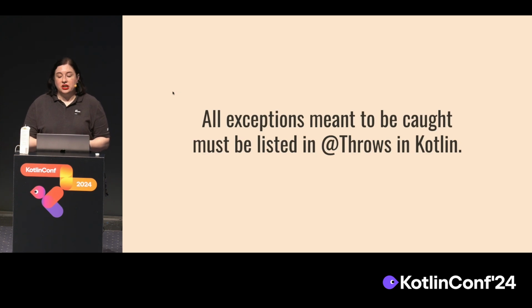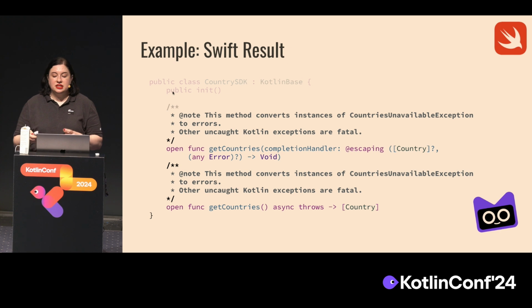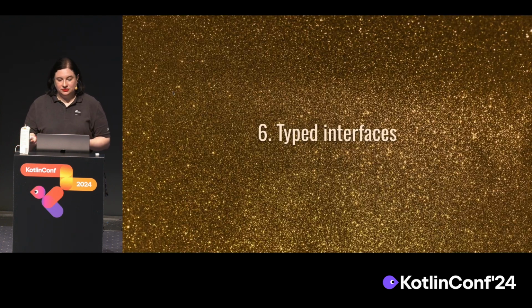Well, we must list all our exceptions in the function's @Throws annotation. So, for example, here we're adding a CountriesUnavailableException to the @Throws annotation of our getCountries function. So any class or function calling this code will know that it must gracefully handle this exception, as it is likely to occur. So when we look at our Swift interface, we can see that only the CountriesUnavailableException will be converted to errors, which will then be caught. This is much more aligned with what we'd like.